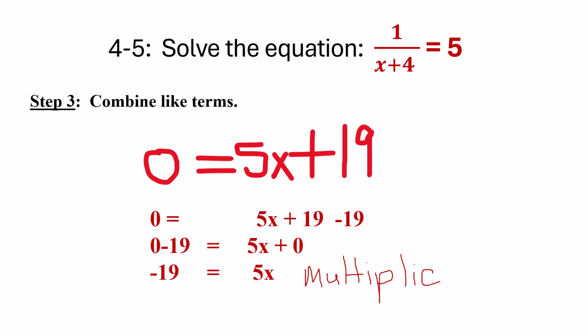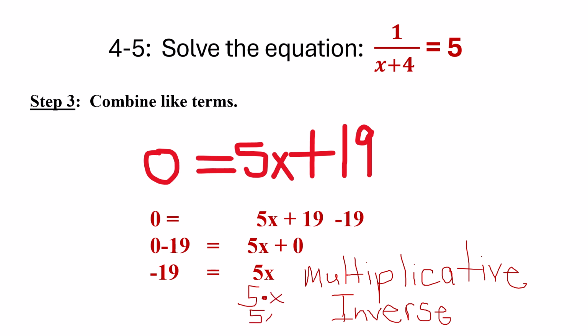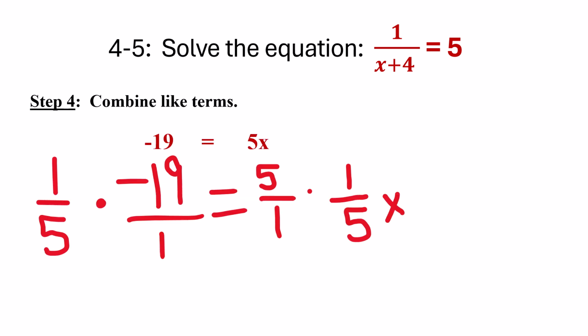Why are you doing that? Because of a simple thing. 5x says 5 times x. This here means 5 times the variable x equals 5x, so you're multiplying. Try to think about what's going on. It gets easier for you.